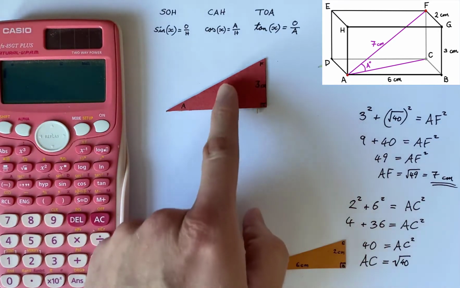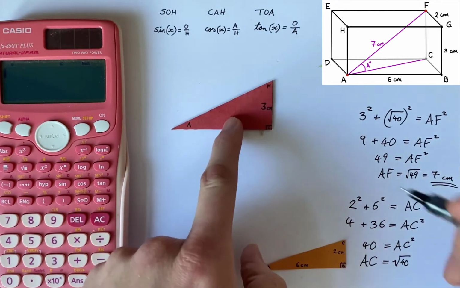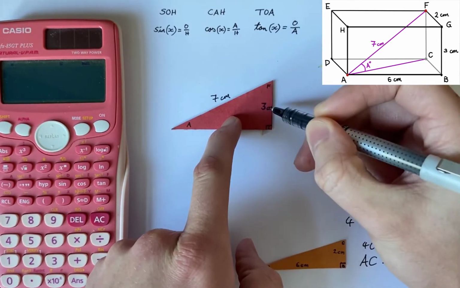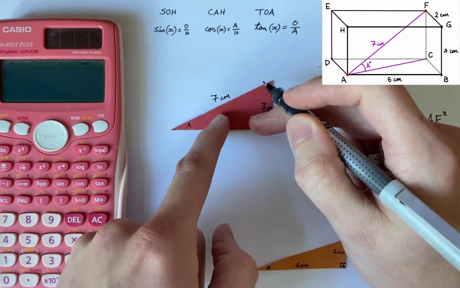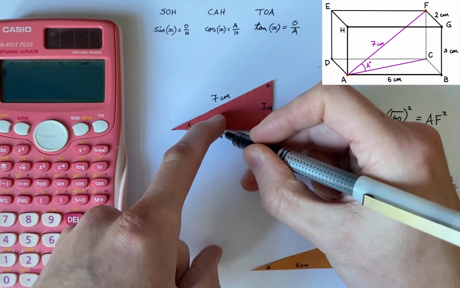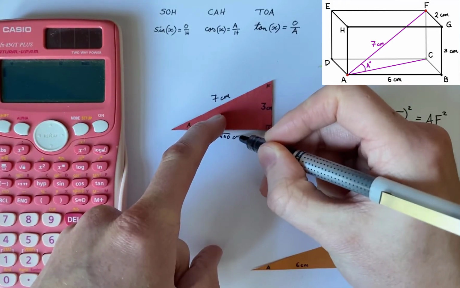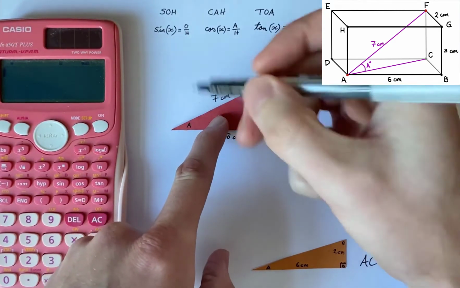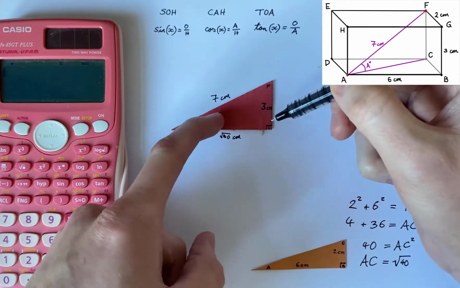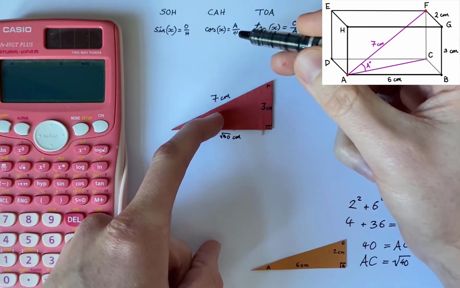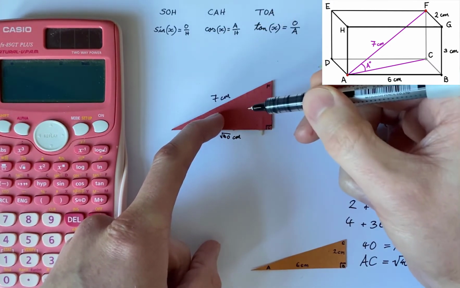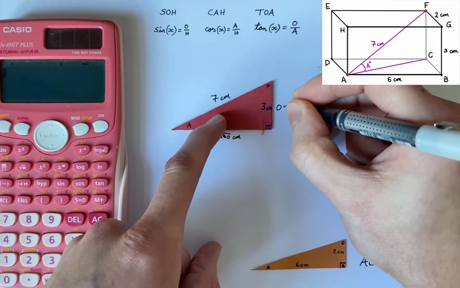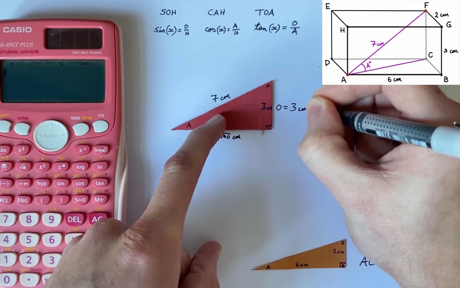And so if we think about our right-angled triangle here, we know that this side is 7 centimeters, this side is 3 centimeters, and this side is the square root of 40 centimeters. And so if we're thinking about this angle A, then we can label using the trigonometry labels. So opposite of the angle A is 3 centimeters here. So our O, our opposite, is equal to 3 centimeters.